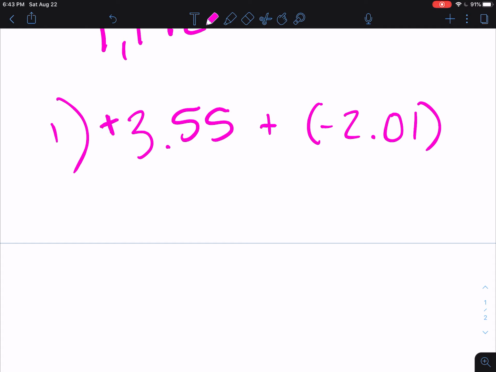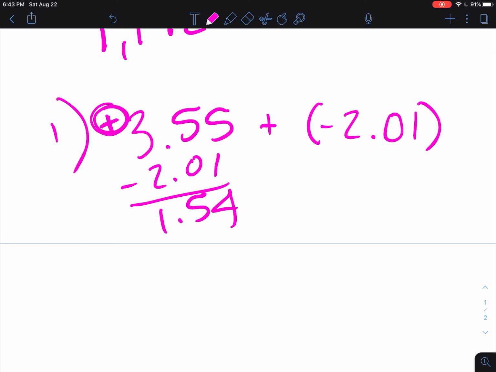We don't have to write it, but a positive and a negative, which means I'm going to subtract and take the sign of the bigger number. Well, 3.55 is bigger than 2.01, so it's going to stay positive. So now I just have to subtract. So 3.55 minus 2.01, okay? I'm left with a positive 1.54.